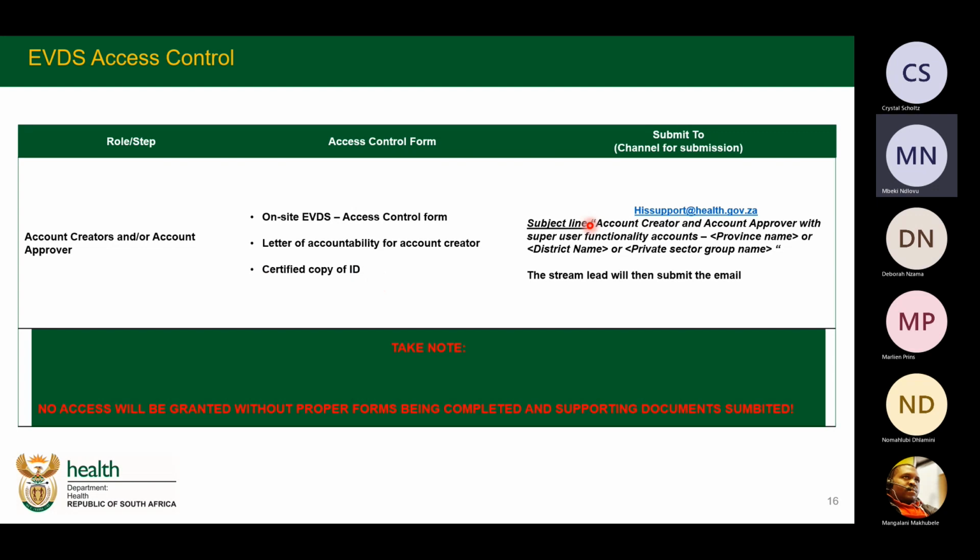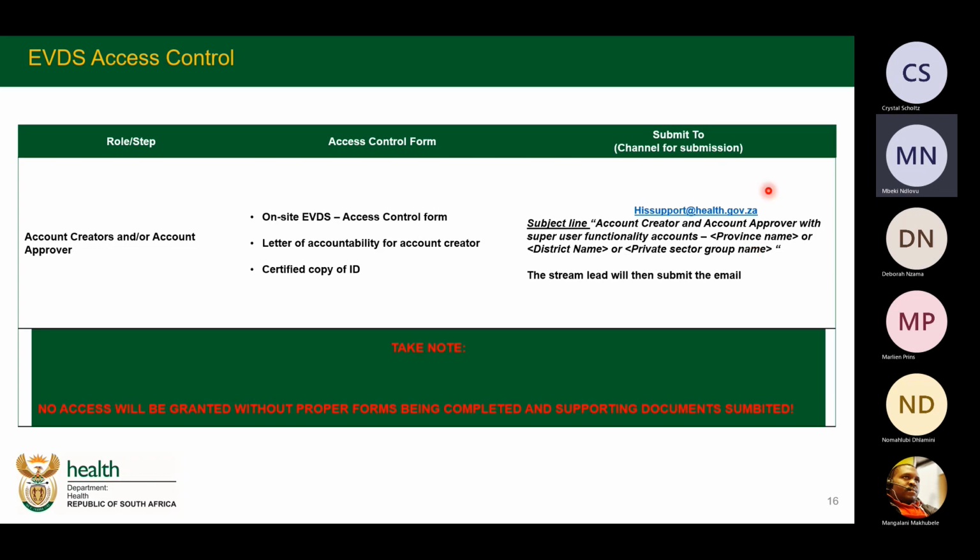Once you have this in place, you email those to this particular email address. It's hissupport@health.gov.za. And the subject line has to be account creator and account approver. You also state your province or your private sector group. If you're coming from the private sector, you need to state that you're coming from this private sector group that you belong to.